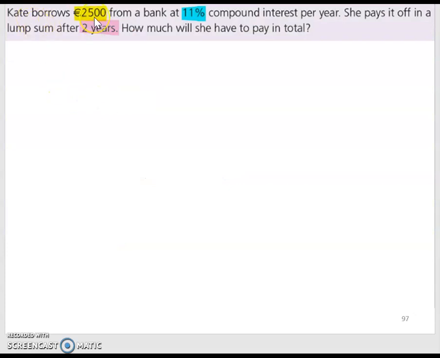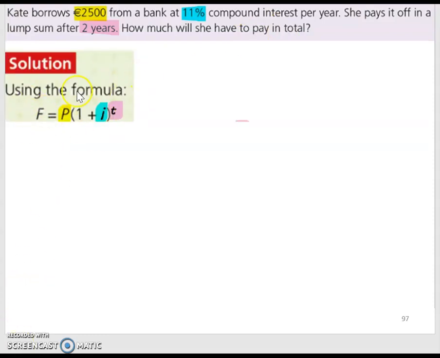Kate borrows €2,500 from a bank at 11% compound interest per year. She pays it off in a lump sum after 2 years. How much will she have to pay in total? So this time someone is borrowing money, they're not investing money, but the method is still the same. So we start by writing out the formula.